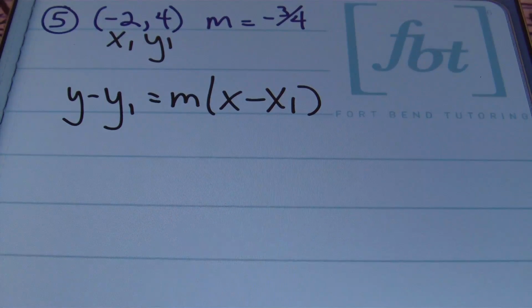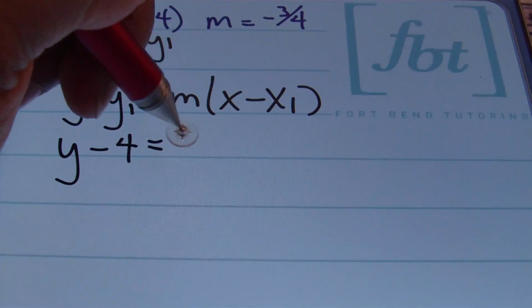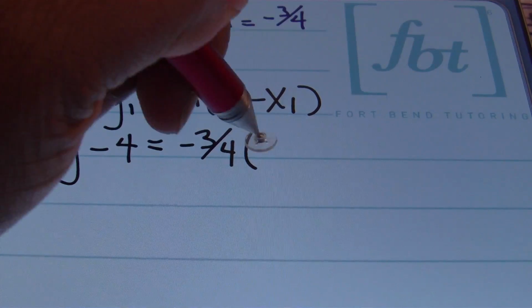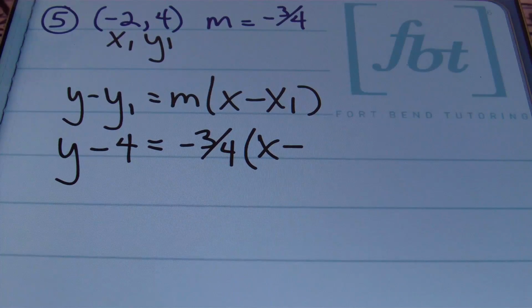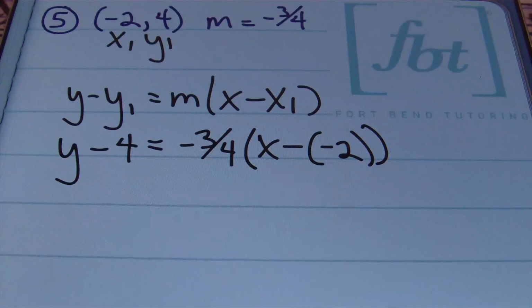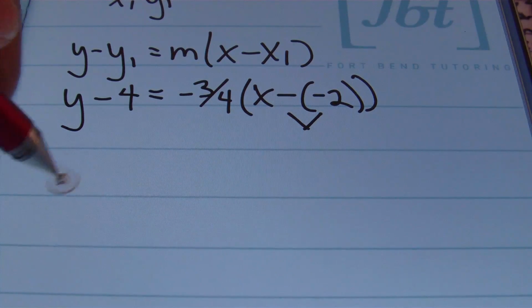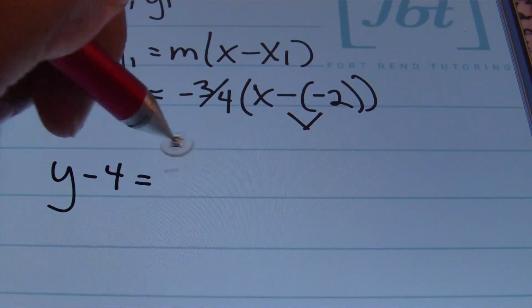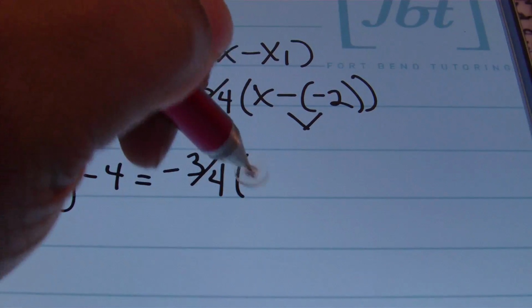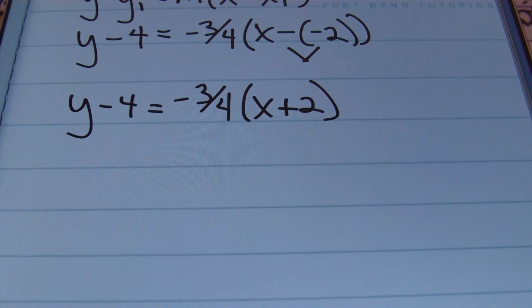So plugging in the values of x1, y1, and the slope, I'll end up rewriting this as y minus 4 equals negative 3/4 times x minus my x1 value, which happens to be a negative 2. All right, so it's going to look like that initially. Then we'll be combining our signs here. So we know that negative times negative will end up giving us a positive 2 there inside of the parentheses, like so.